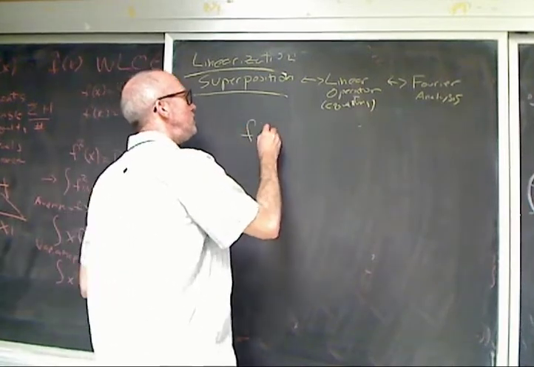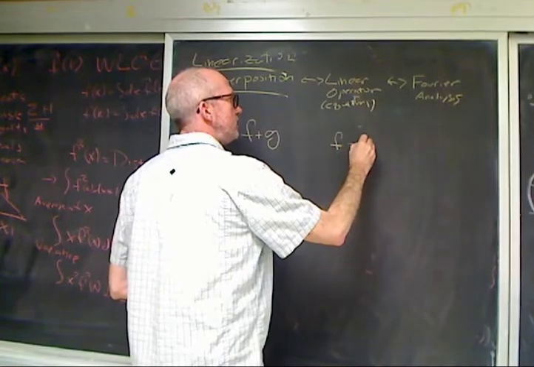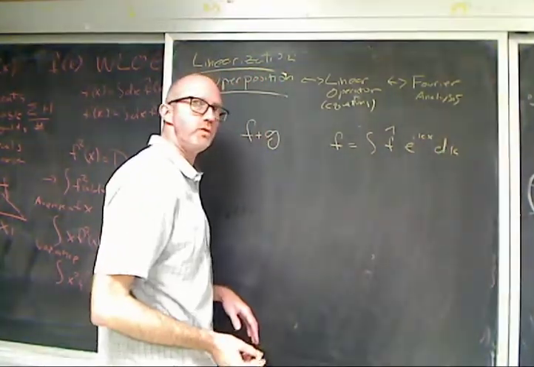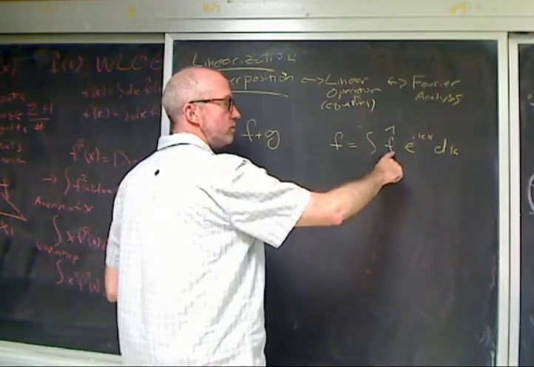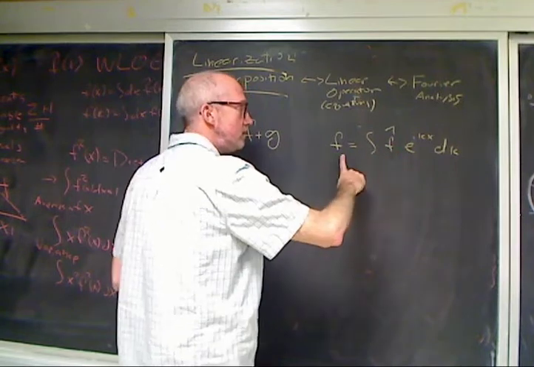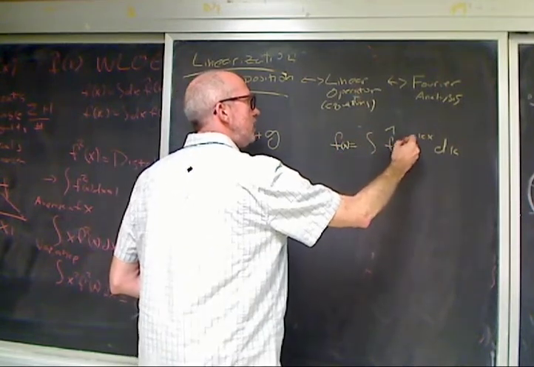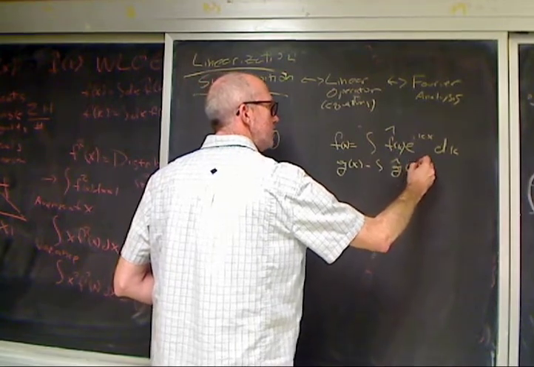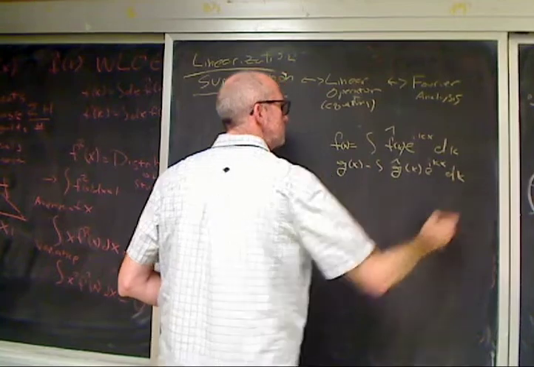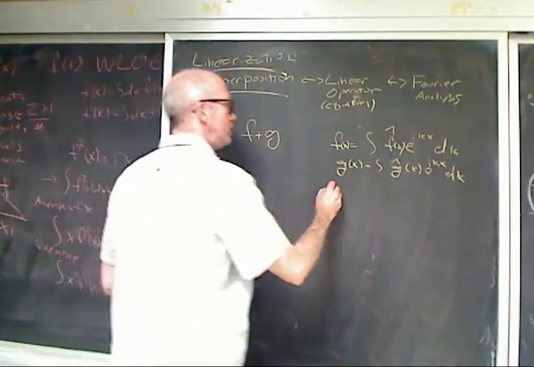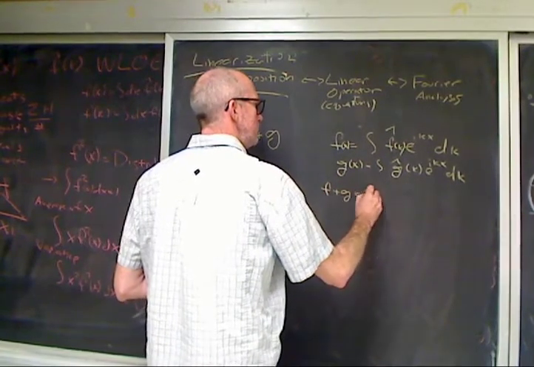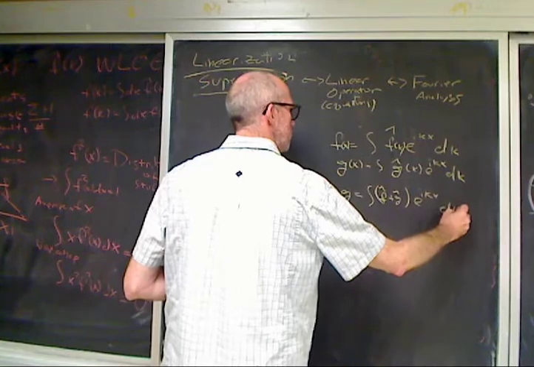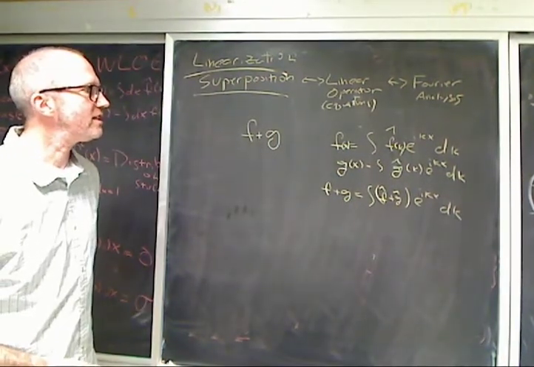If I have two functions, f and g, and I know that f equals the integral of f hat e to the i k x dk, so this is just the Fourier transform of f hat. These are the wave amplitudes, and this is, in real space, let me be more explicit, this is x, this is k. If I have another one, g of x, which is equal to the integral of g hat of k e to the i k x dk. So if I have these two Fourier transforms, then f plus g is just the integral of f hat plus g hat e to the i k x dk. Now that doesn't seem like I did very much because, well, yeah, this is a property of integrals.